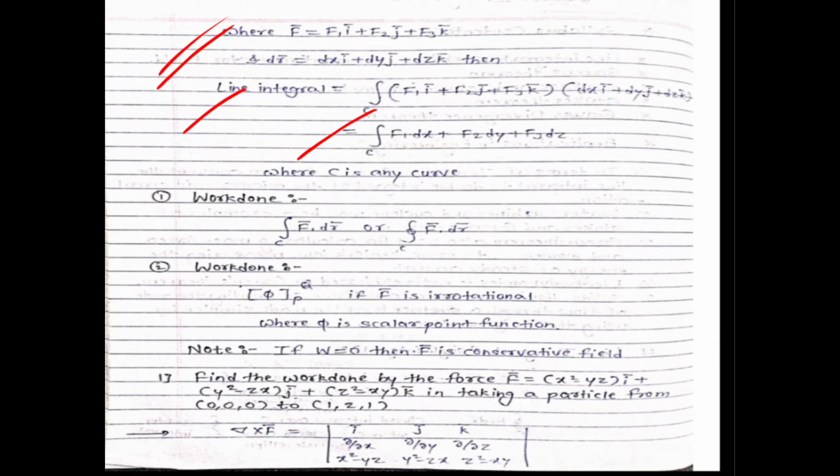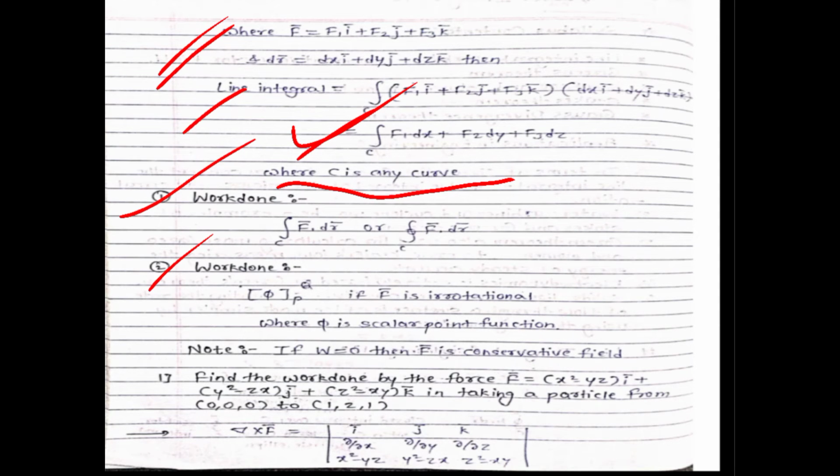We will get this format where c is any curve. It is not mentioned whether it is parabolic or cubic or anything else, so here c is any curve. Now the next concept is work done. In vector integration, the work done is nothing but the integration of f bar dot dr bar, or the closed integral of f bar dot dr bar.